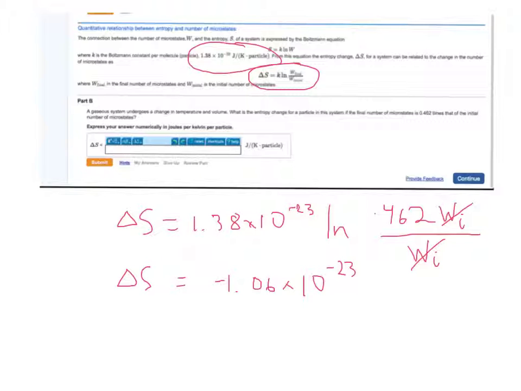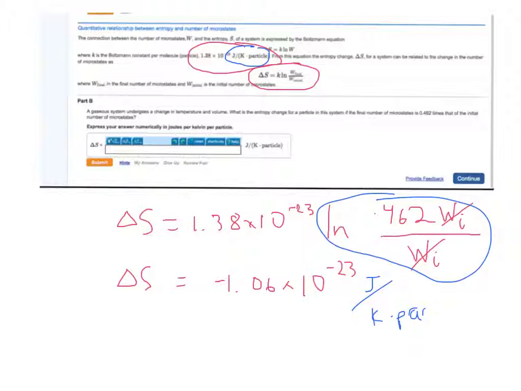And the units are, since this part of the equation is just a ratio, this is unitless. So the only units in the question are from the Boltzmann constant, which we find here, and that is joules per Kelvin per particle, which is exactly what the question asks for.